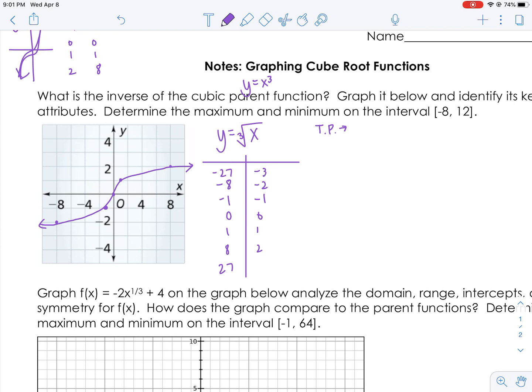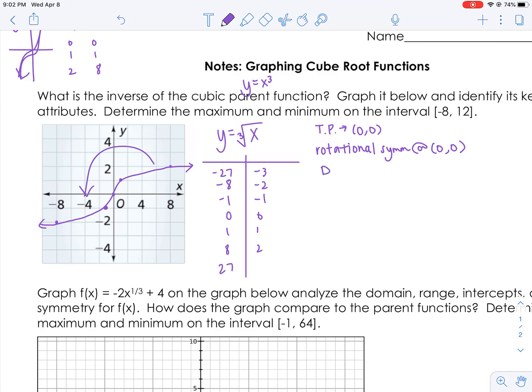I'll be fine. So turning point 0, 0. It has rotational symmetry, because remember it kind of turns around that way. It's not symmetrical like you fold it. It's symmetrical like it rotates. So it has rotational symmetry around our turning point at 0, 0.